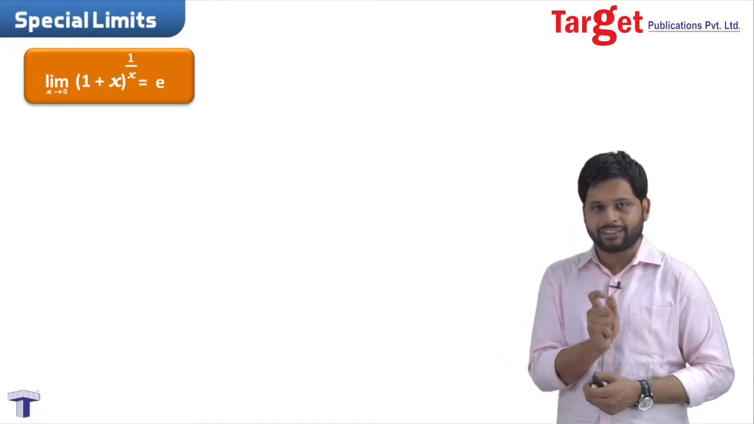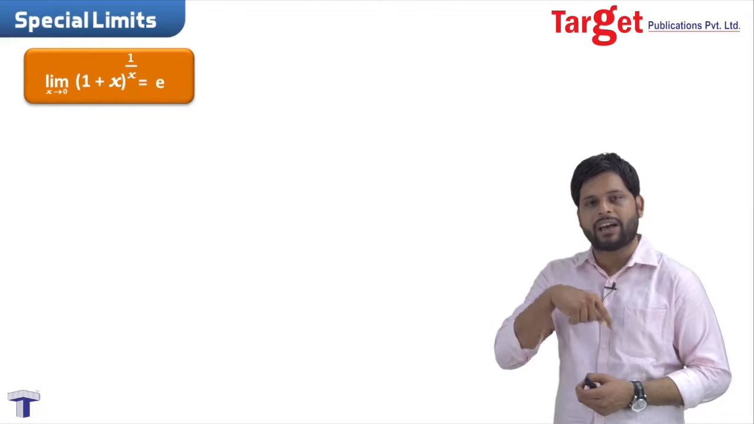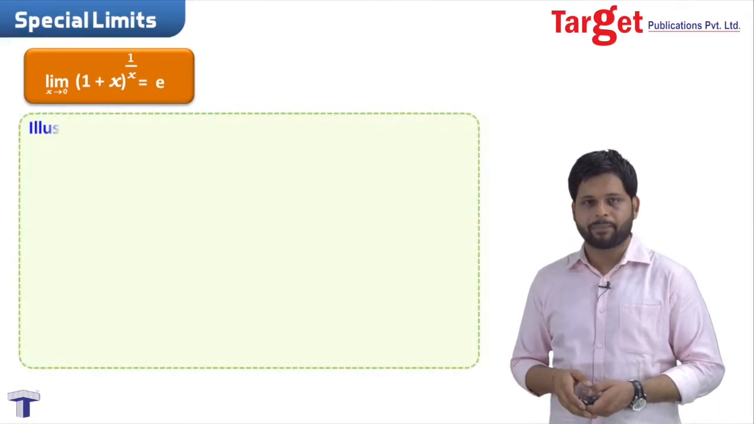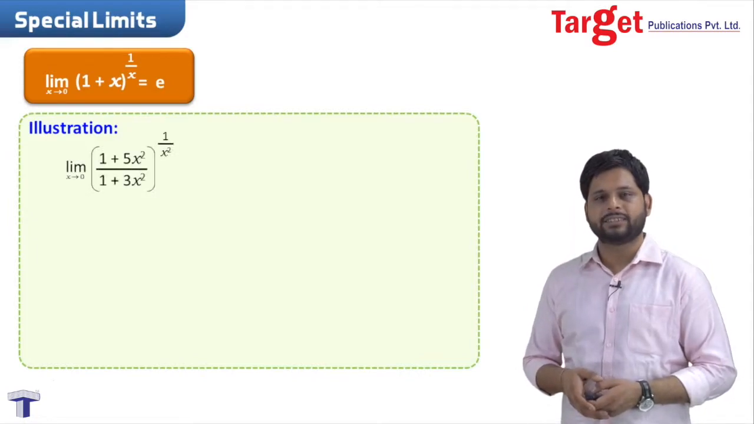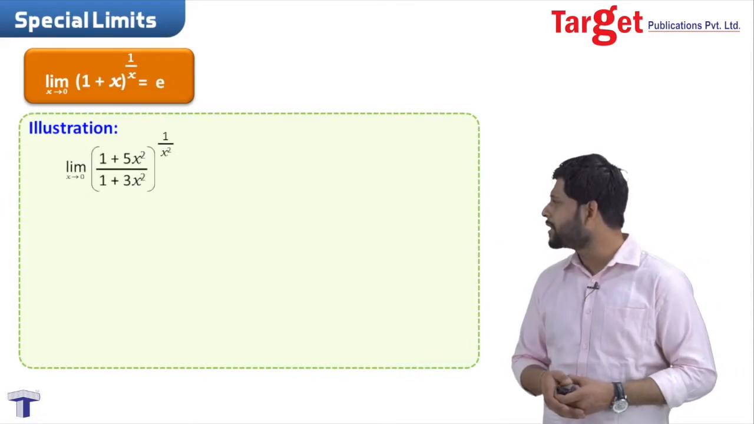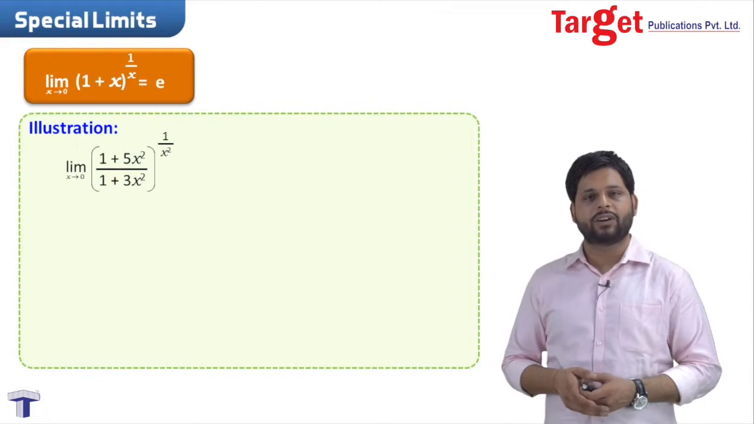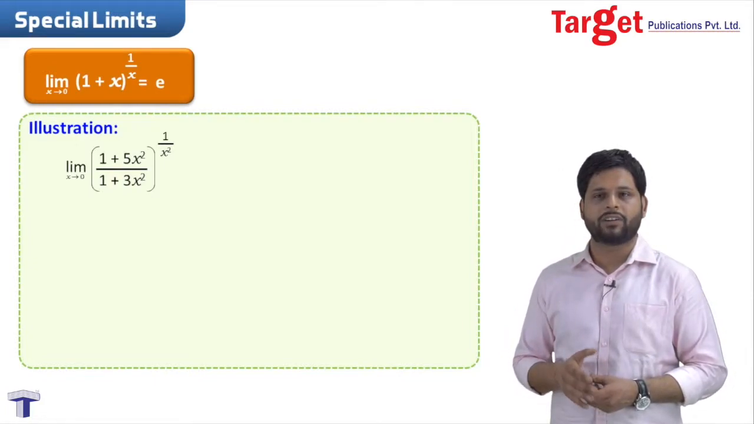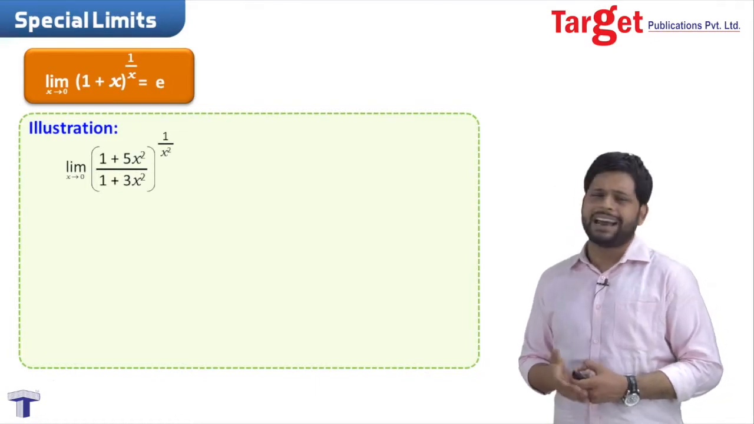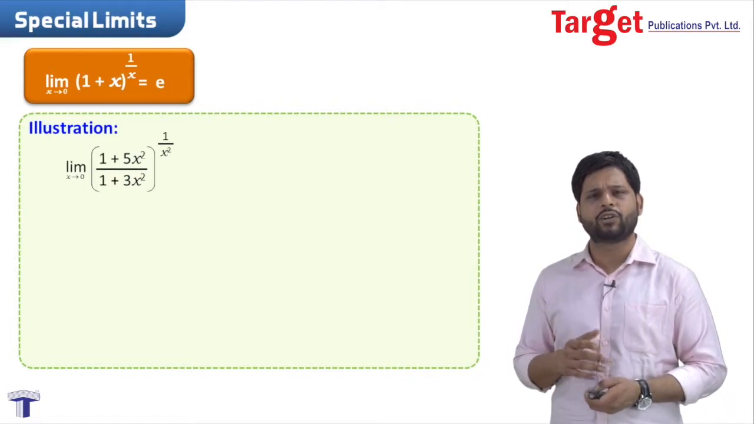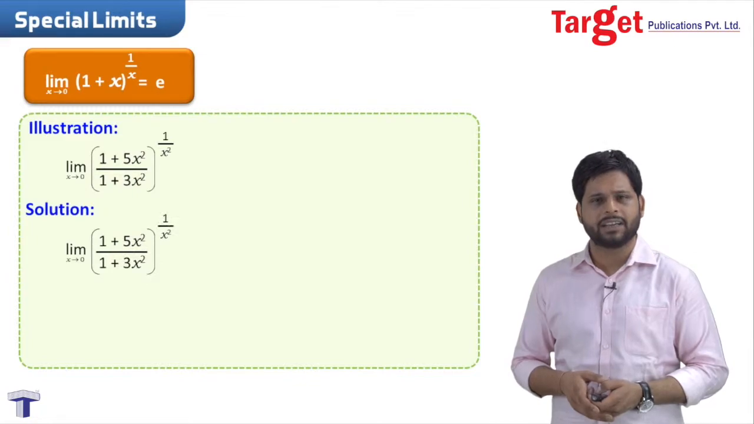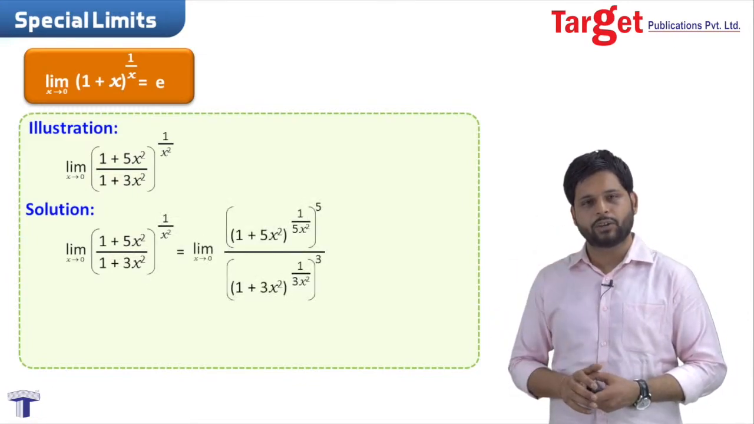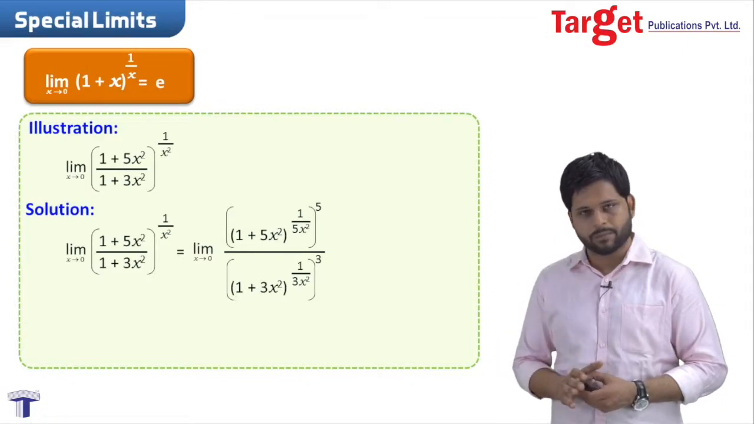So whatever the x you will be having inside, you have to have the index power, the inverse of the same. Okay, so let us take an illustration to understand this concept. In this case, we are having (1 plus 5x square) upon (1 plus 3x square) to the power 1 by x square. And we can give the power to both of these functions separately. I'm doing the same thing here: I've given the power to the numerator, and I've given the power to the denominator.